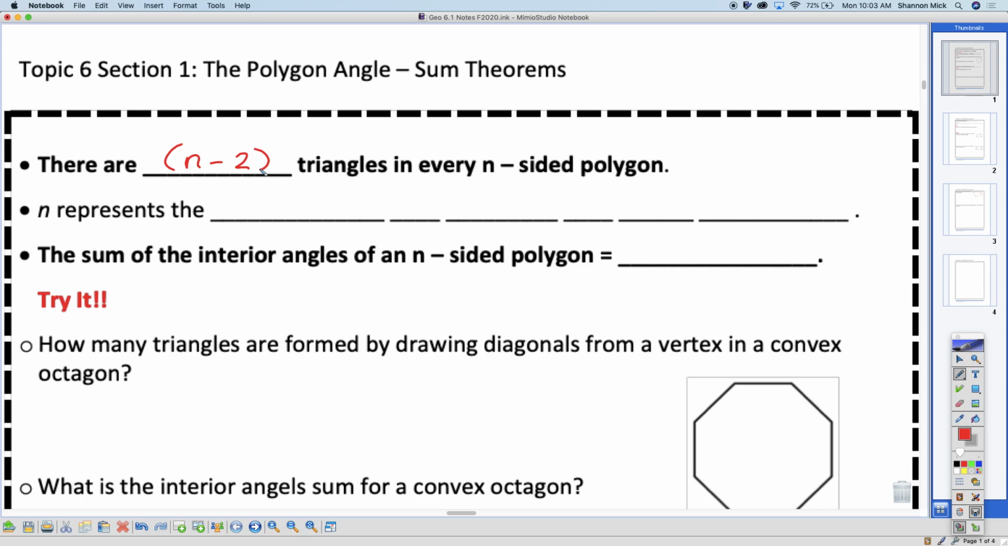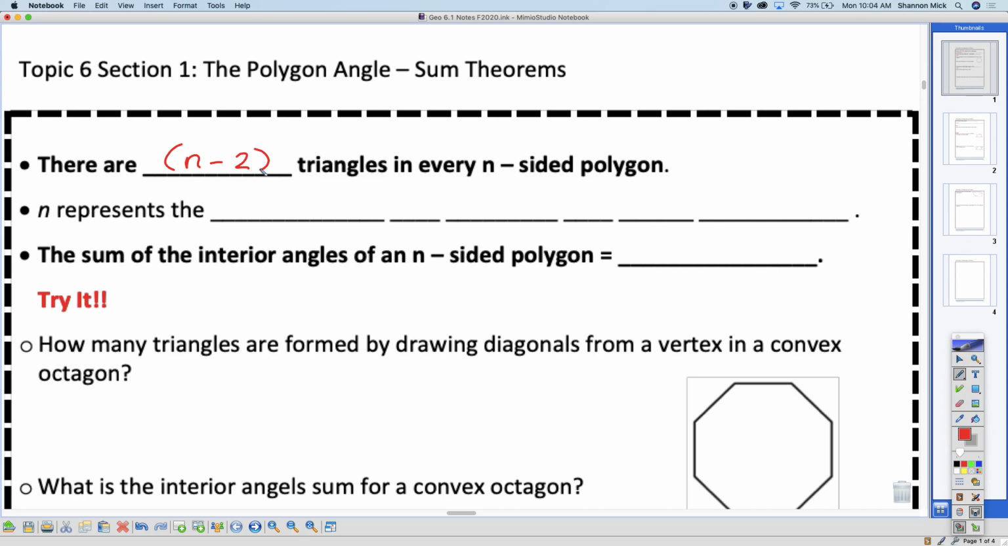So if it's 50 sides, n minus 2 is what? 48. Okay, why do you think we want to make triangles? Do we know the total of a triangle? We know the total sum of the angles in a triangle? Yeah, 180. So if I can split a shape up into triangles, can I figure out the total number of all the degrees that add up? Yes. Okay, so n, we need to remember what n represents.